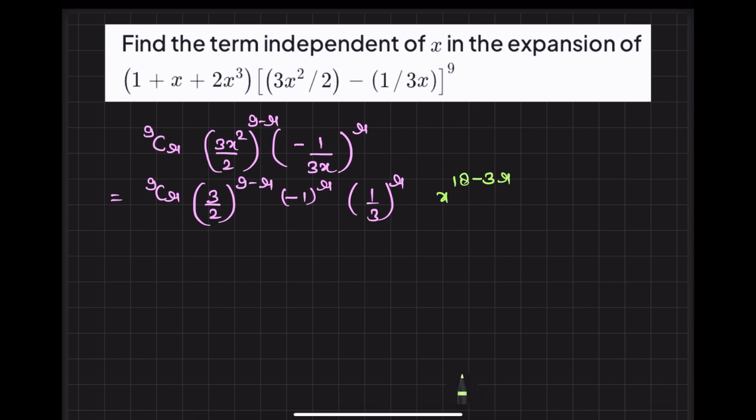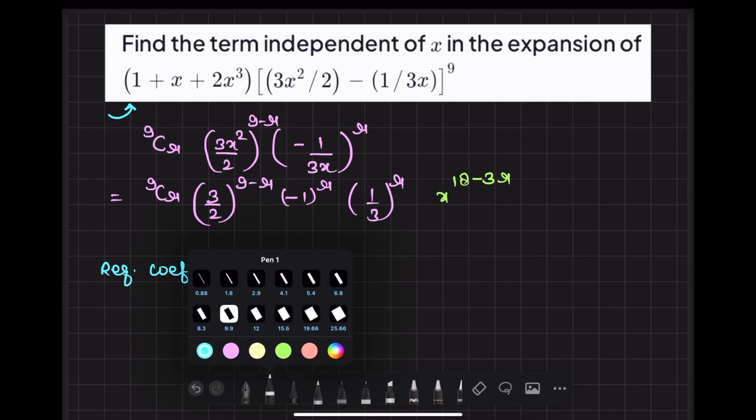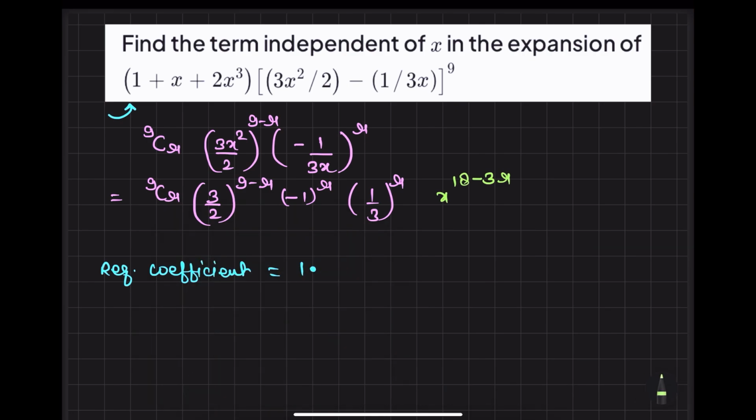Now look at this. We want the coefficient. So look at this, the required coefficient. Now be super slow. I want 1 to fight. So 1 will fight with whom? He will fight with the person who will have x to the power 0. So this thing has to take power 0. So when is it possible? It is possible if 18 minus 3r becomes 0, which means r will become 6. So if r is 6, we got our required person.